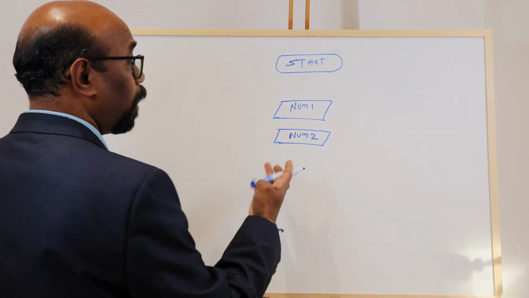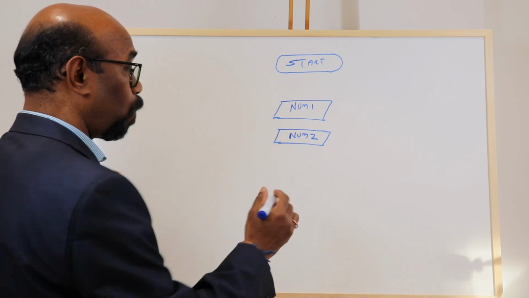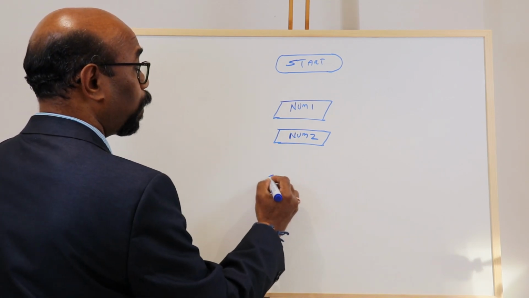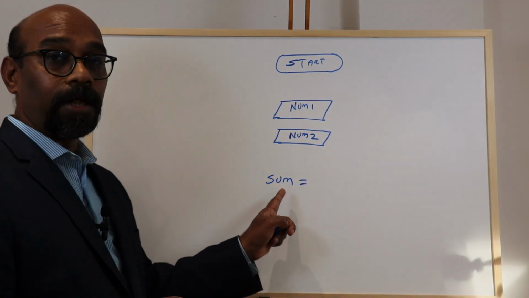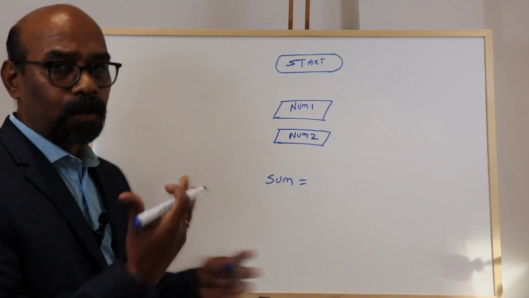So I'm going to leave some space there. I'll tell you in a minute why. Now I am going to add these two numbers and store them in the variable sum, which is our total or result.